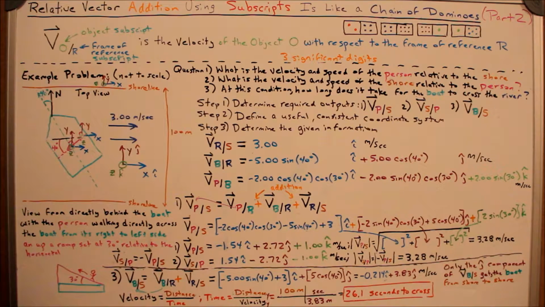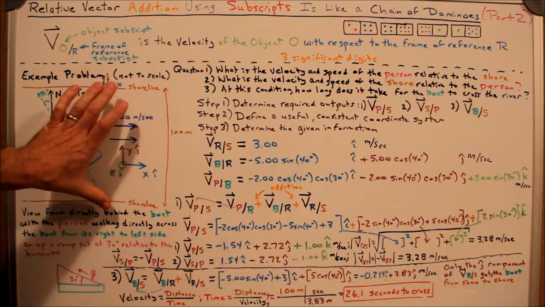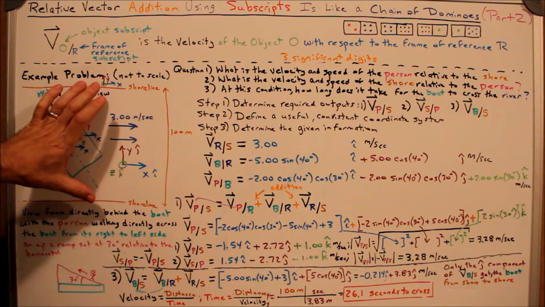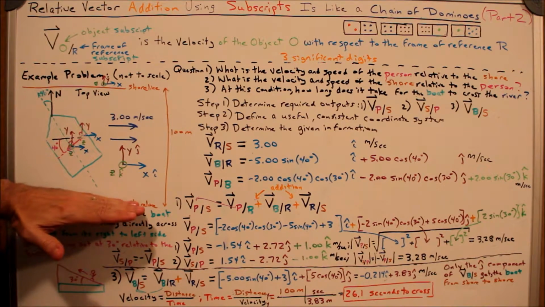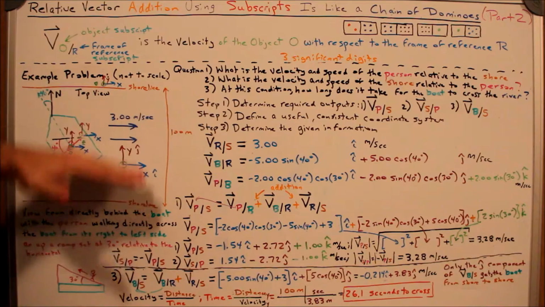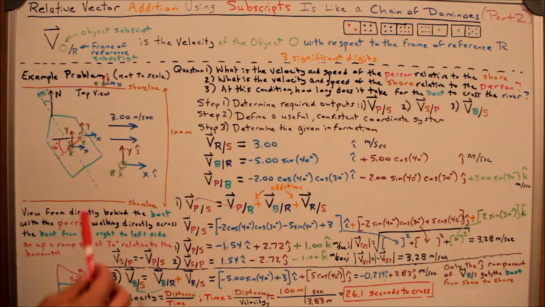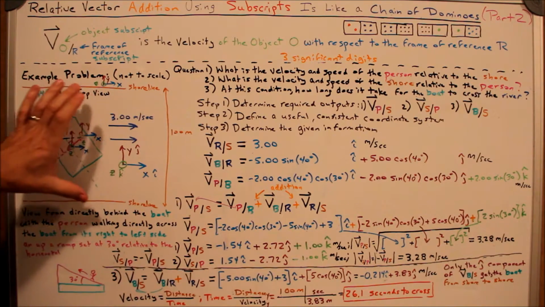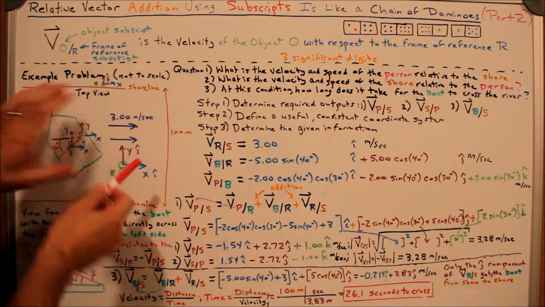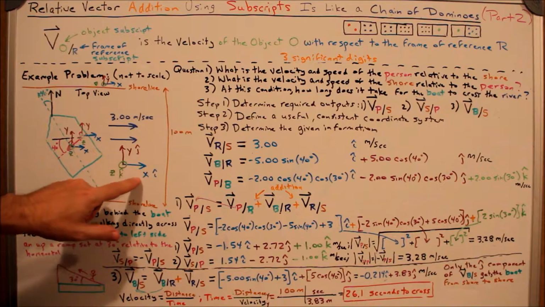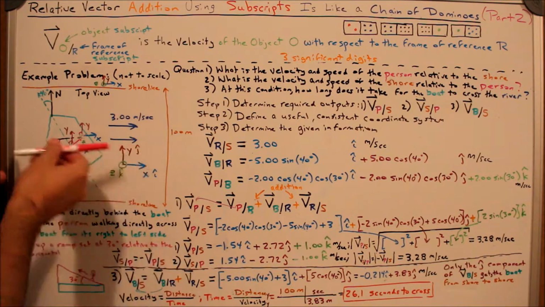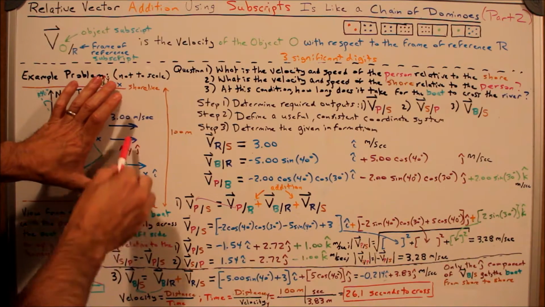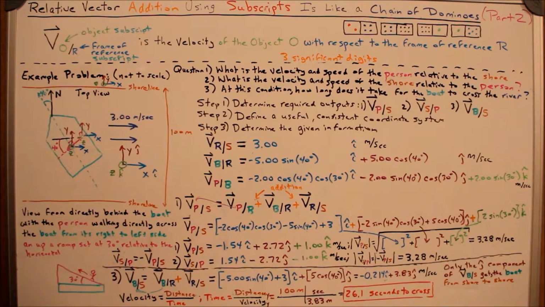The third question, how long does it take for the boat to cross the river? So the boat's going from one shore to the other, so I need to know the velocity of the boat with respect to the shore. To cross the river, really think about it before we start doing any other work: any x direction or i direction velocity doesn't affect the time it takes to cross the river. It's only the velocity in the y direction.